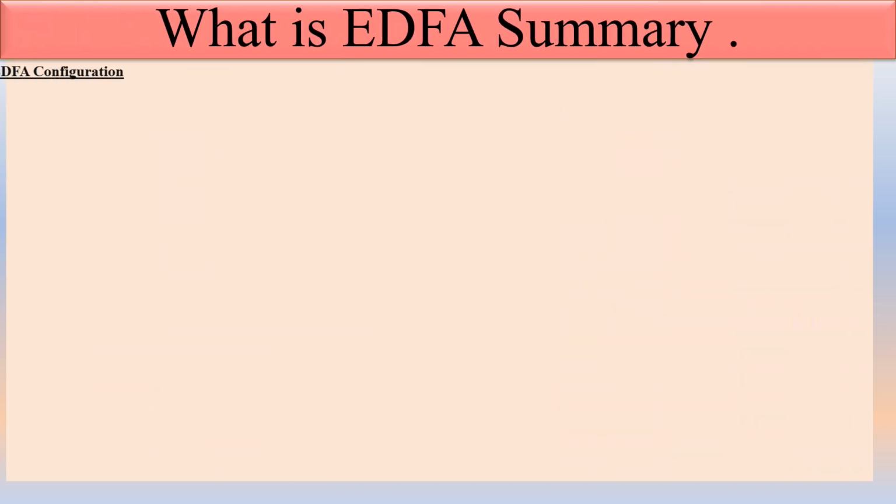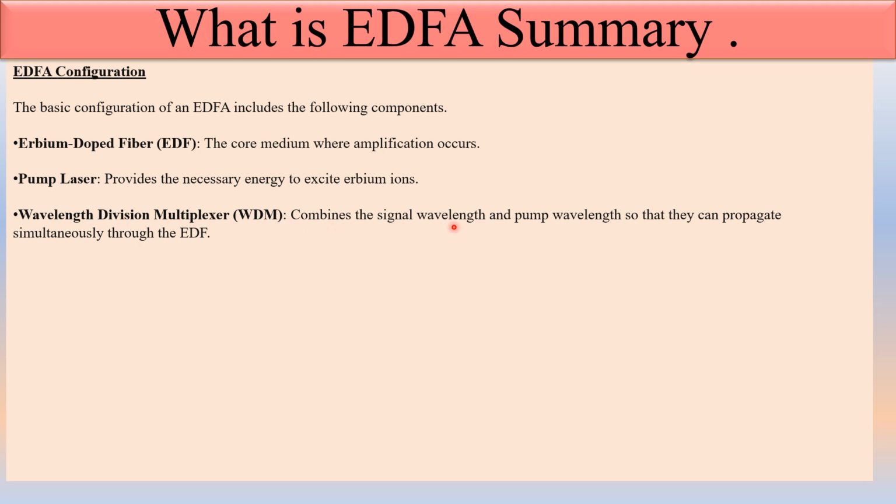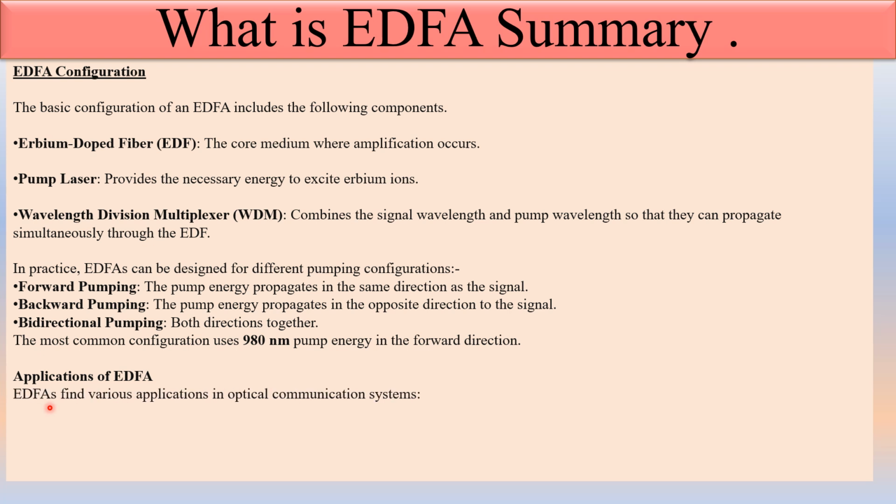What is EDFA summary? EDFA configuration. The basic configuration of EDFA includes the following components: erbium doped fibers and pump lasers. Wavelength division multiplexing combines the signal with the pump wavelength so that they can propagate simultaneously into the EDF. In practice, EDFAs can be designed for different pump configurations: forward pumping, backward pumping, and bidirectional pumping. In forward pumping, the pump energy propagates in the same direction as the signal. When the pump energy propagates in the opposite direction of the signal, it is called backward pumping. And when we use forward pumping and backward pumping together, this is called bidirectional pumping. The most common configuration uses 980 nanometer pump energy in the forward direction. Applications of EDFA: EDFA finds various applications in optical systems: booster amplifier, inline amplifier, and preamplifier.